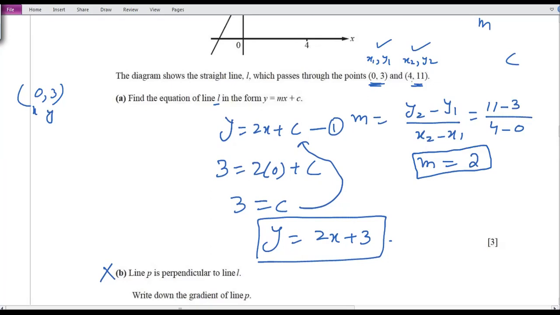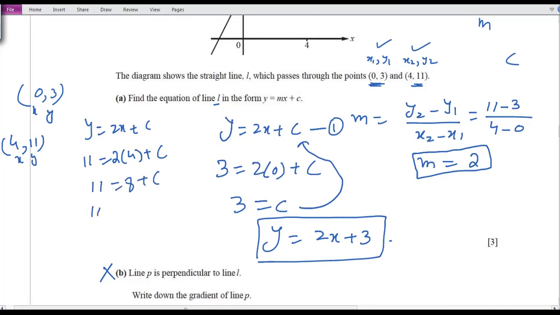For finding c, use any point. Like I use 0, 3, you can use even 4, 11. Let's say I use the point 4, 11. Now this is x, this is y. So in y is equal to 2x plus c, in place of y, write 11, and in place of x, write 4. So what will it become? Take 8 to the other side, 11 minus 8. So c is still 3. C will not change, so you can use any one of the points to find c.